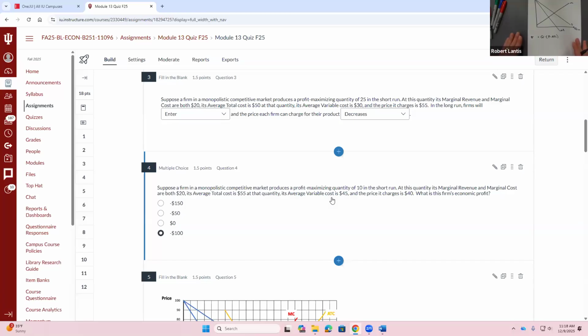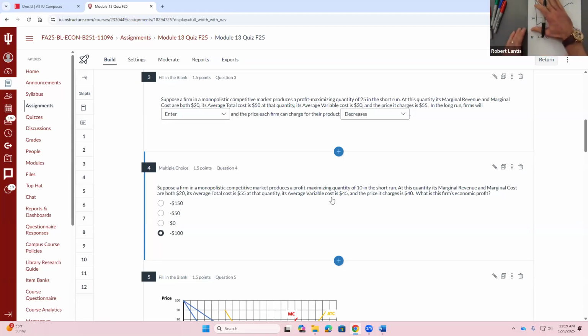So we need to know this going into the final, right? Now, here, I could think about, okay, I was told that the quantity that maximizes profits was 10 units, and that was the last quantity where marginal revenue was equal to marginal cost at 20. I was given that information.